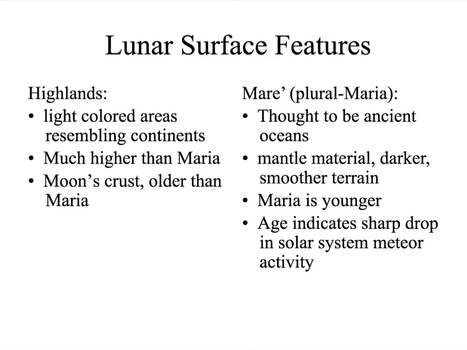Highlands are lighter colored, they're much higher, and they are comprised of the moon's crust, whereas Maria is much younger, it is darker. Not significantly younger, but these were created during the period of bombardment 3.8 billion years ago, whereas the highlands are more like 4 to 4.5 billion years ago, because remember the moon formed 200 million years into Earth's history. So Maria was formed when the moon was still cooling.